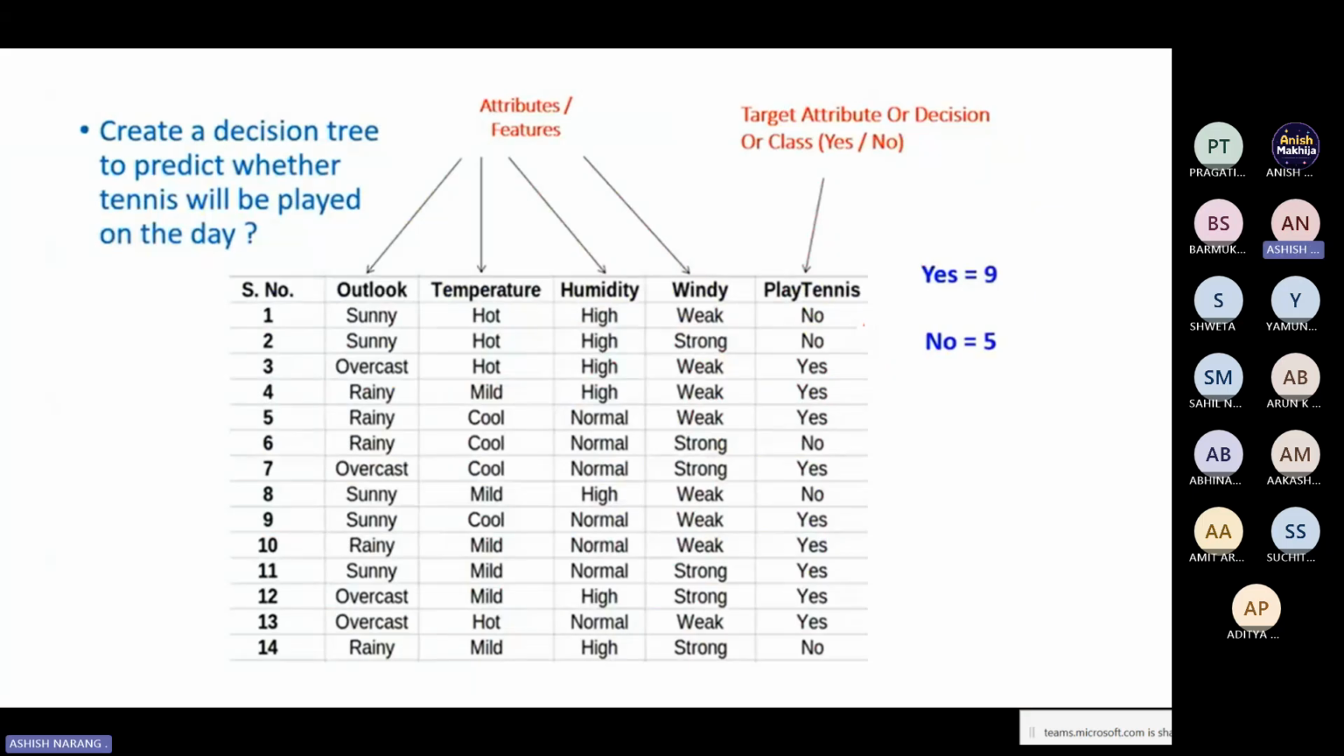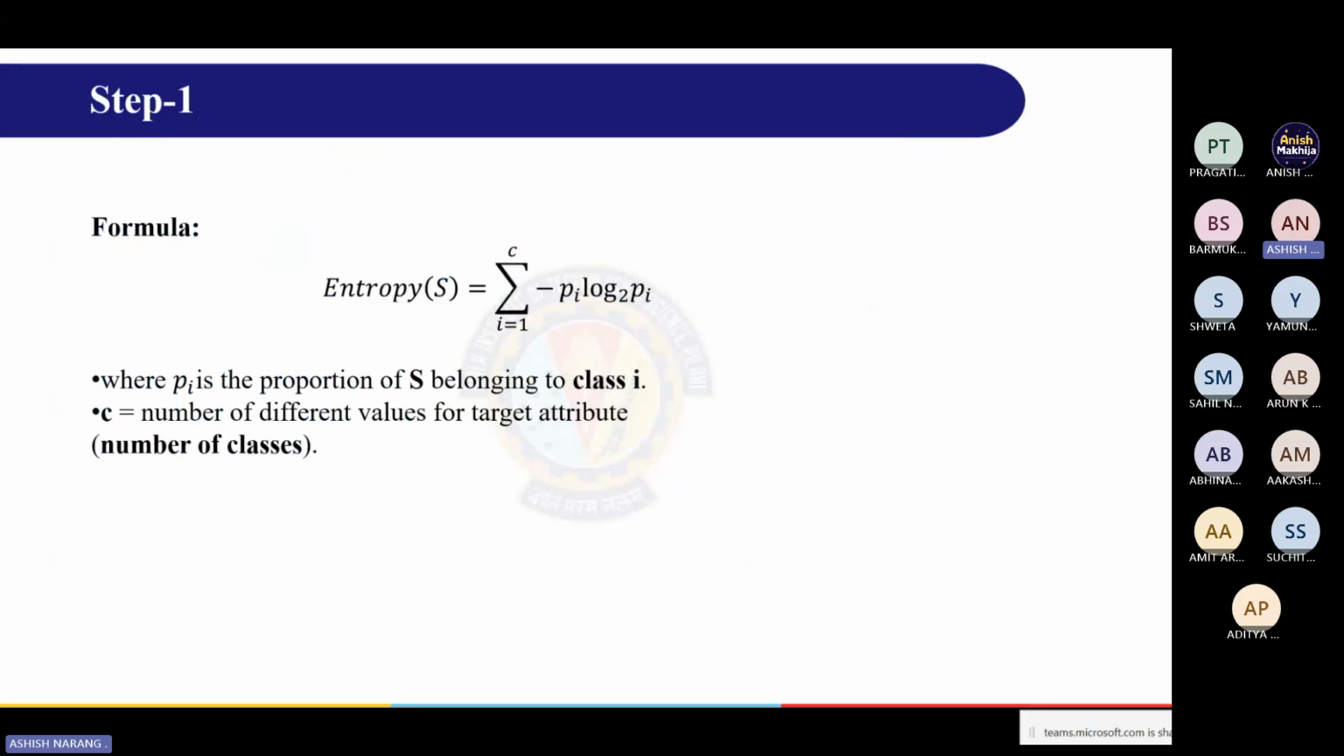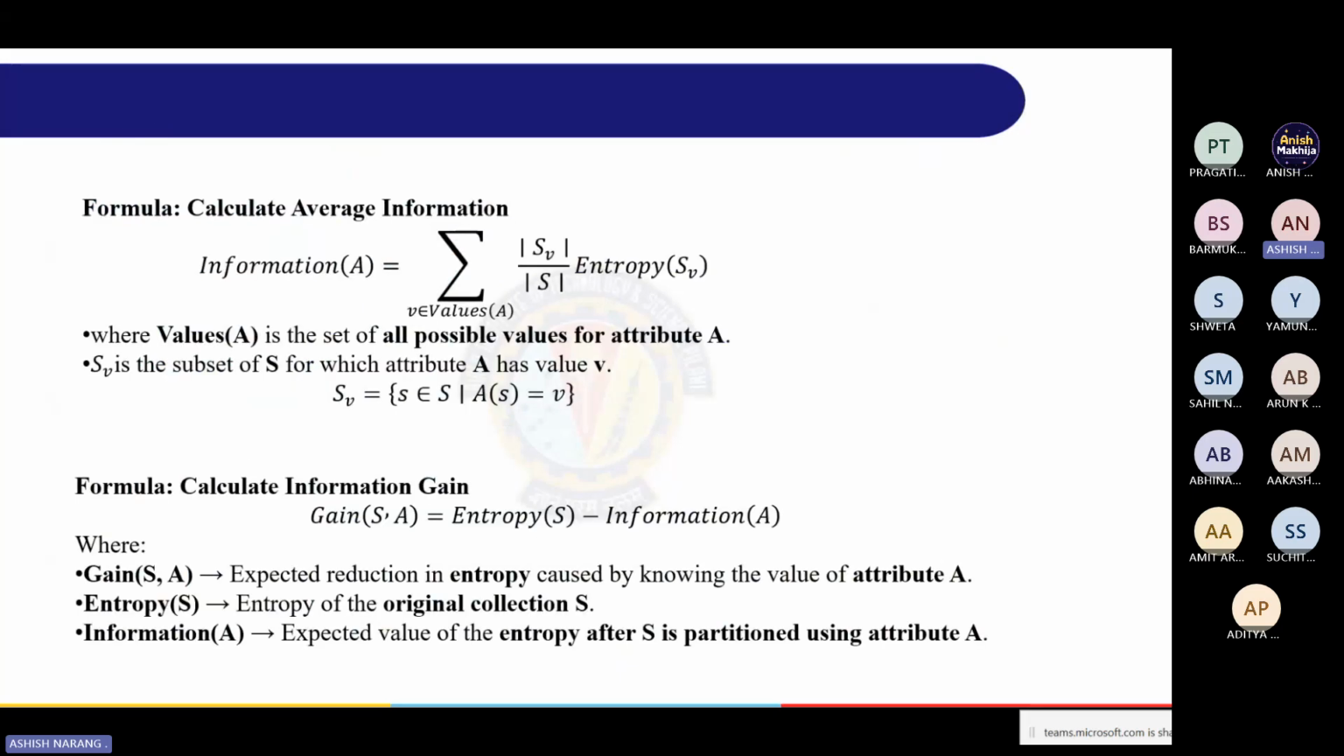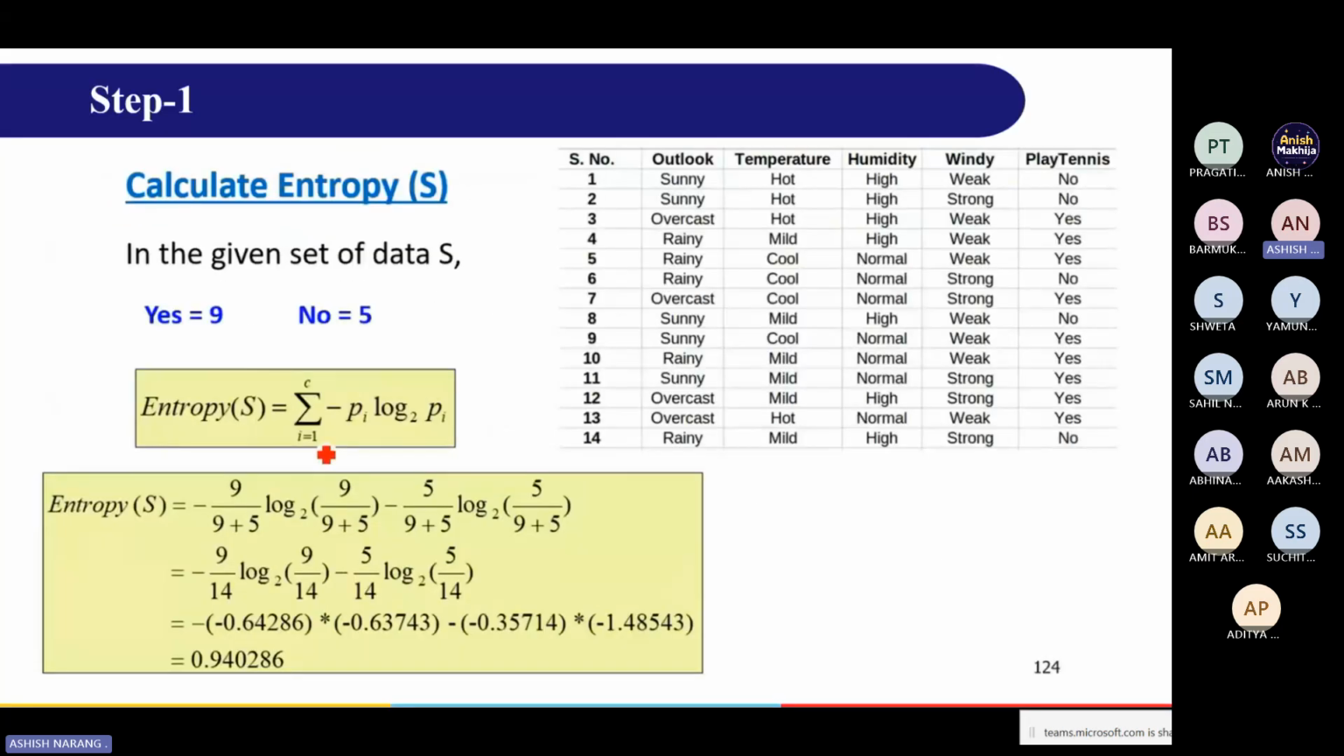Okay, coming to the data set again. 9 yes, 5 no. Let us start now calculating step 1. At step 1, this is the value we are calculating, 0.94. How have I calculated? 9 by 14 log of 9 by 14, 5 by 14 log of 5 by 14. And these are the values you will get. This is the entropy of the data set, the impurity within the data set.